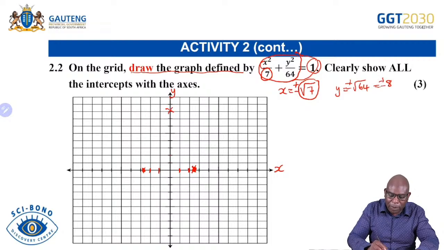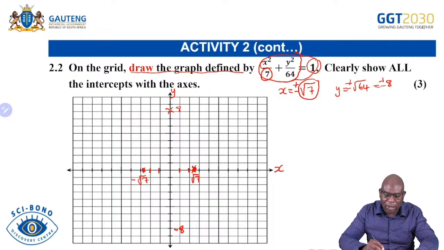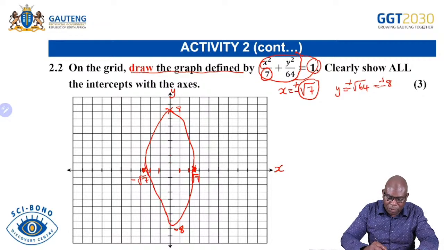Right? So I've got a plus 8 here. I need 1, 2, 3, 4, 5, 6, 7, 8. I have a negative 8 there. I'll have a square root of 7 there. Square root of 7 there with a minus. Then I just join these points and I'll have my, okay, I'll have my ellipse.